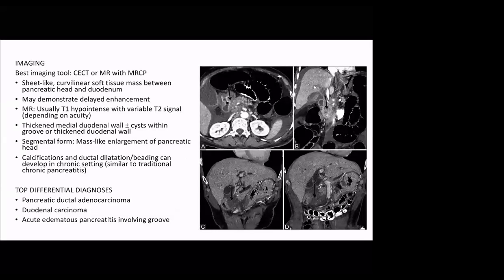Imaging, it appears as a sheet-like curvilinear soft tissue mass between the pancreatic head and the duodenum, may demonstrate delayed enhancement. بالMR, usually T1 hypointense with variable T2 signal depending on the acuity of it. It have a thickened medial duodenal wall with or without cyst within the groove or thickened duodenal wall. A segmental form عادة ما يجي mass-like enlargement of the pancreatic head، وهذا هو اللي يكون لنا diagnostic difficulty with the malignancy.